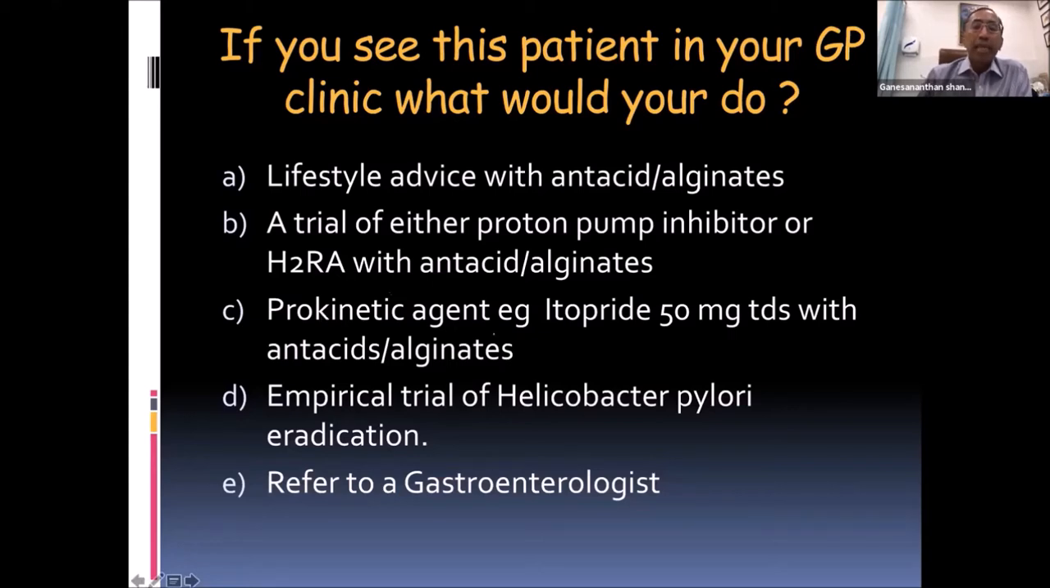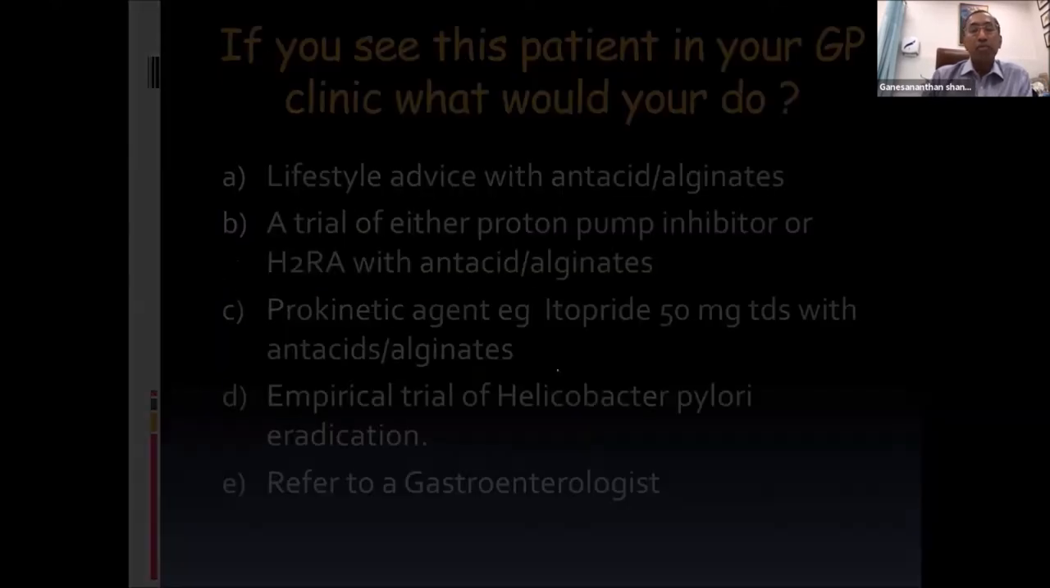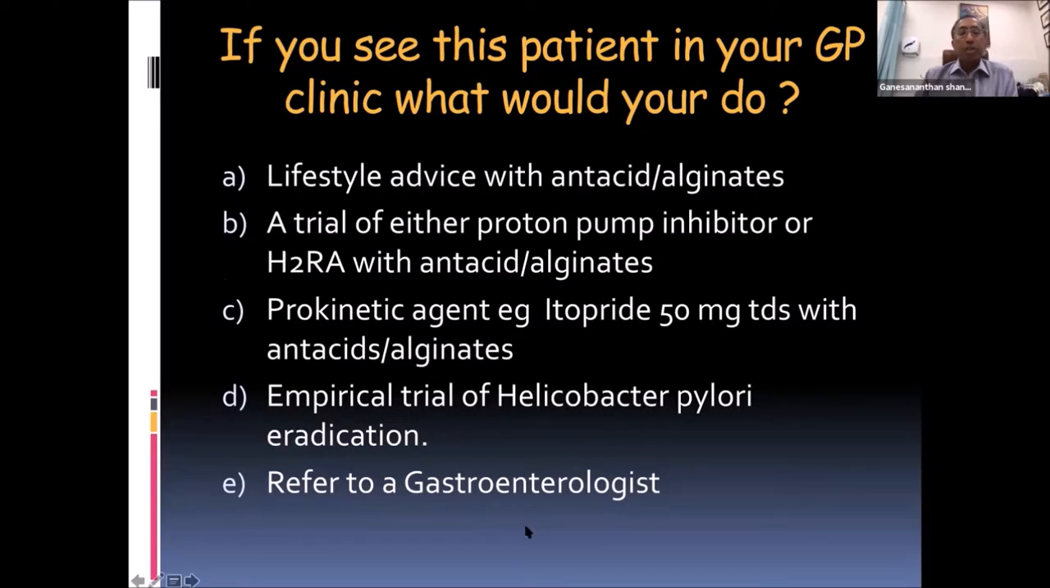Now, would prokinetic agents be useful here? For example, itopride, 50 milligrams three times a day with antacid alginate. Here, it looks more like this is going to be epigastric pain syndrome. I would rather go for a proton pump inhibitor. Would you try an empirical trial or Helicobacter pylori eradication? Empirical trial is wrong. You would test and treat. You would not do an empirical trial. No such thing. Not safe. You've got side effects of drugs that you've seen from time to time, and it can be life-threatening. You are not justified. You need to investigate, test and treat.